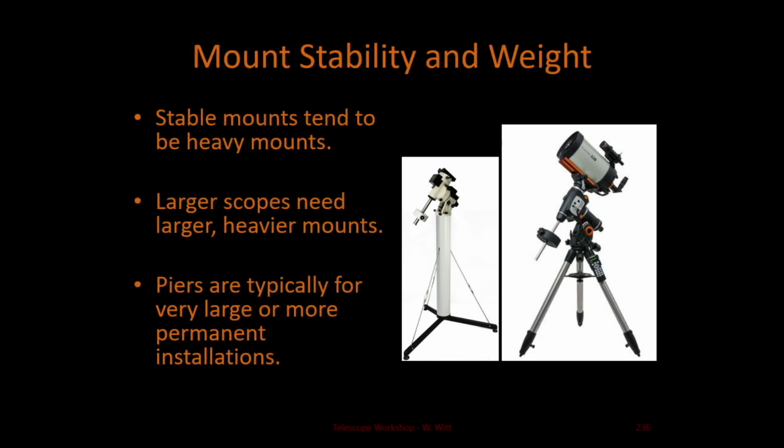So stable mounts tend to be heavy mounts. This is often the catch, right? You're trying to take a mount to the field. You've got to be strong for this. Start pumping iron now so that you can carry the mount that you want to buy in a month. And the larger your scope gets, the heavier and more sturdy the mount has to be.